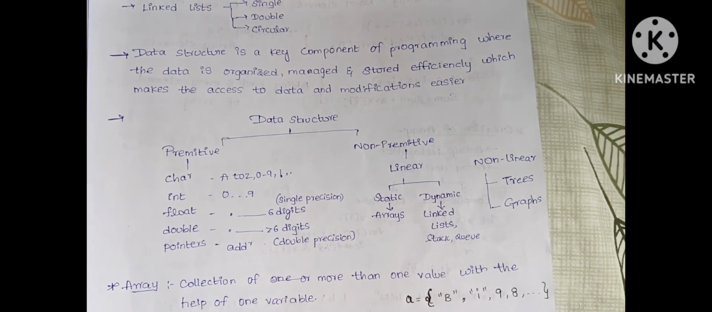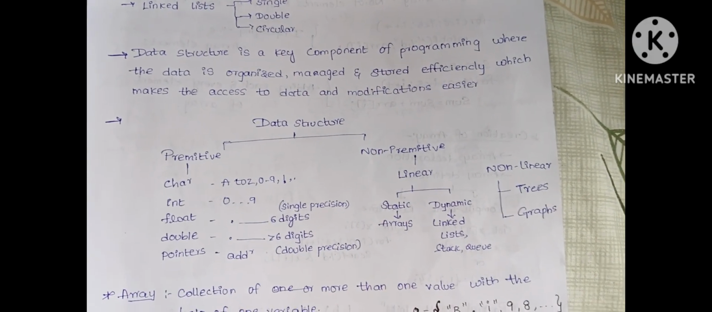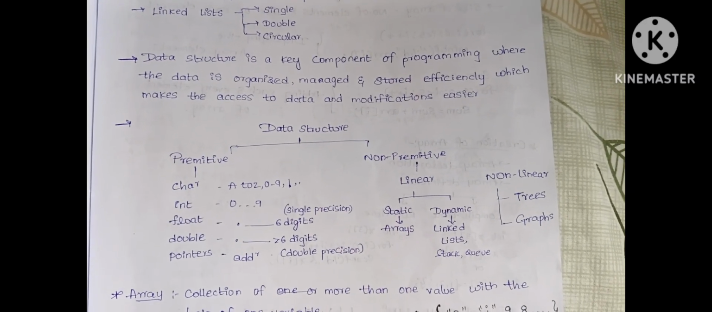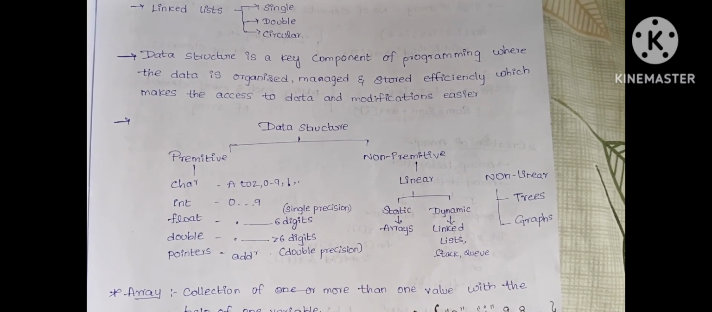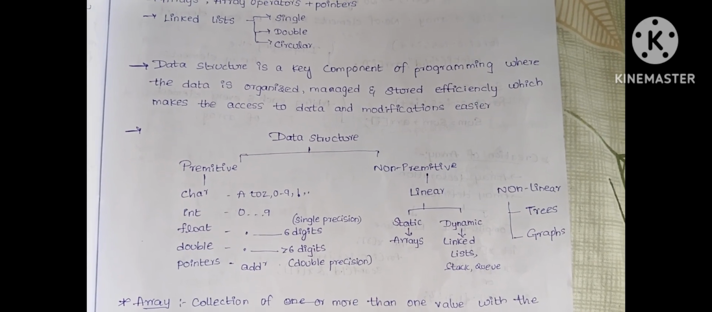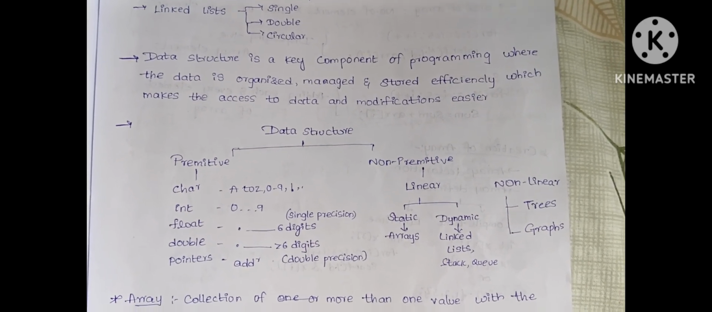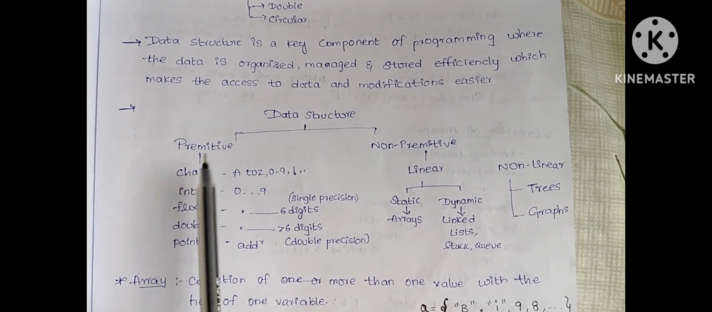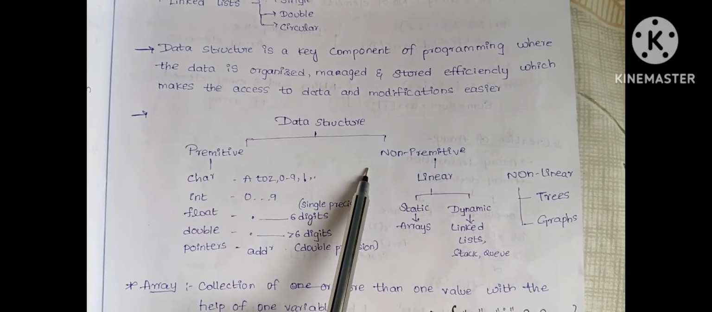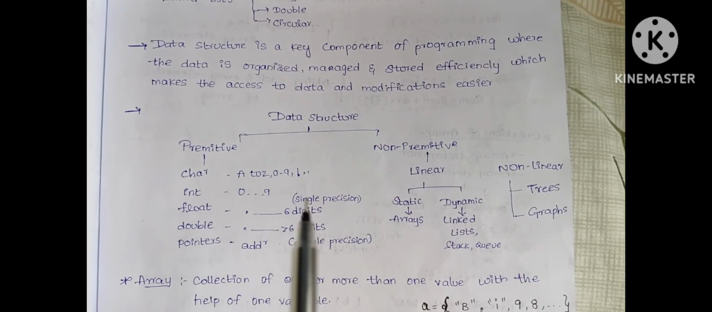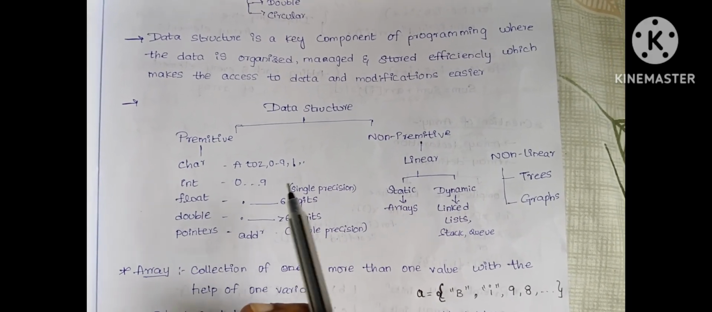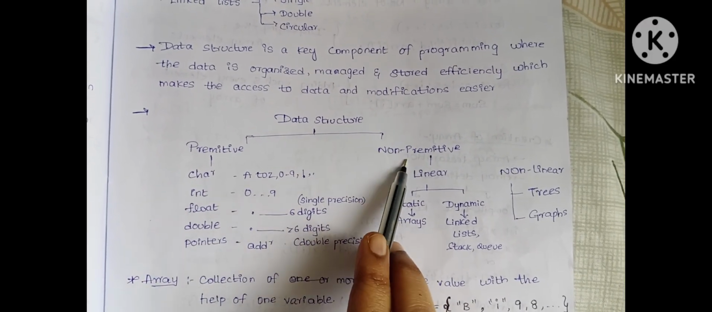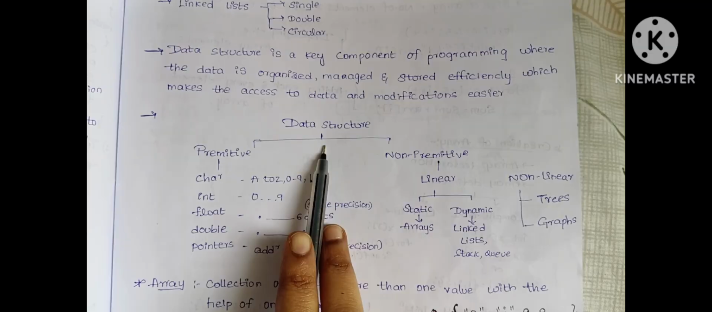So data structure is a key component in your programming language. Data structure is nothing but the data is organized and managed efficiently. It is stored in a very organized manner. So this is the meaning of that definition. Data structure is mainly classified into primitive and non-primitive. If any question is asked in examinations like what are the classifications of data structures, you have to write primitive and non-primitive. Primarily, these are the classifications of data structure.